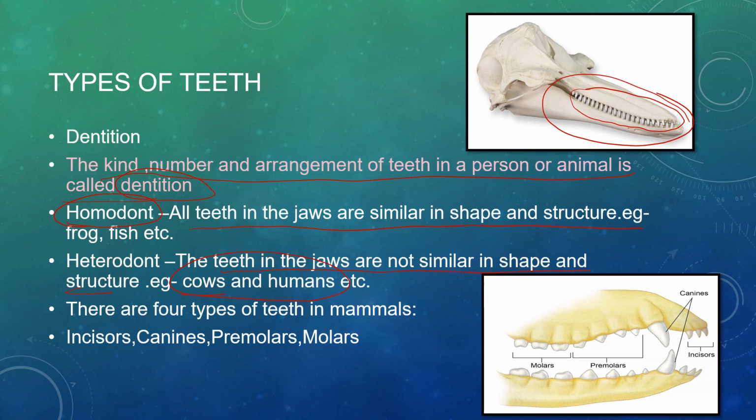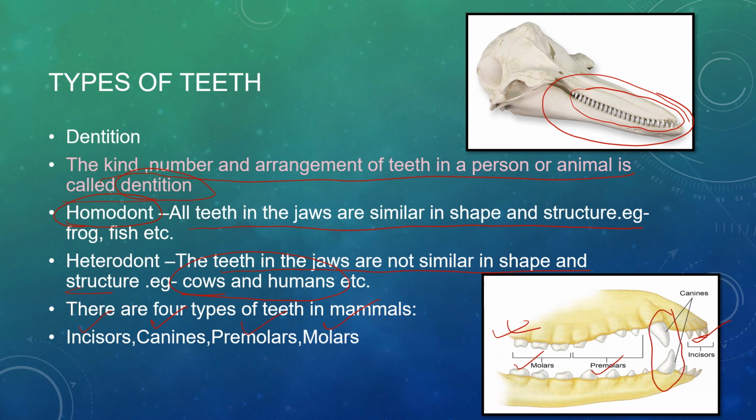In heterodont, there are different types of teeth. The first one is incisors, the second is canines, the third is premolars, and then molars. Suppose this is the skull of a cow: molars are at the exact end of the mouth, before that are premolars, and in the front are the incisors. These are in front of the buccal cavity and they are flat with straight and sharp edges, mainly used for cutting and biting. Then come the canines.